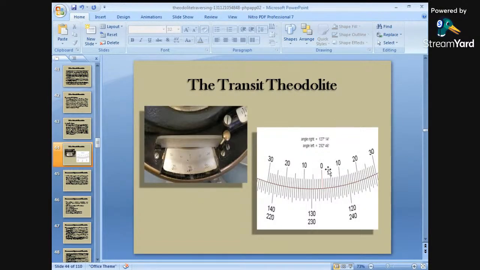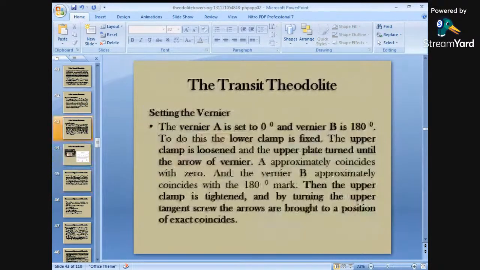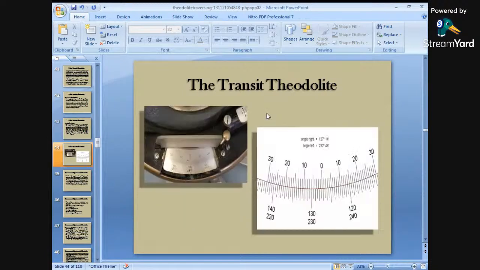You can see that this is a diagram in which the graduations have been marked. This is 10, 20, 30. You need to fix the position of A exactly coinciding with your 0. Once you have done your setting of the vernier, you can now take your measurement, that is your horizontal as well as your vertical angle.